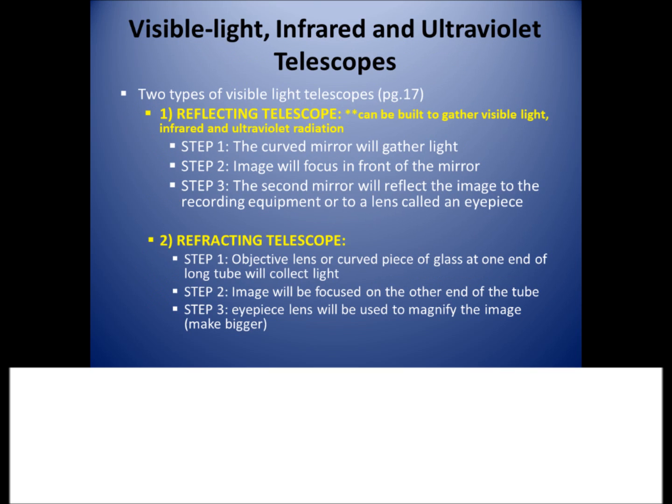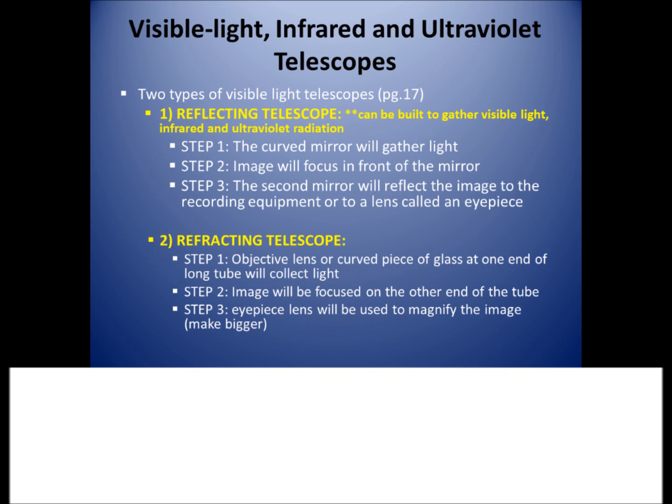If you recall, we spoke about two types of telescopes earlier this year. The first was reflecting telescopes, and the second was refracting telescopes. These two telescopes can be used to detect visible light. However, reflecting telescopes can also be built to gather infrared and ultraviolet radiation. If you take a look at page 17 in your textbook, you will see two diagrams, one for the reflecting telescope and the other for the refracting telescope.